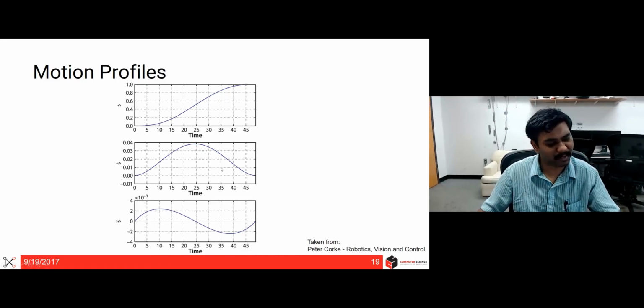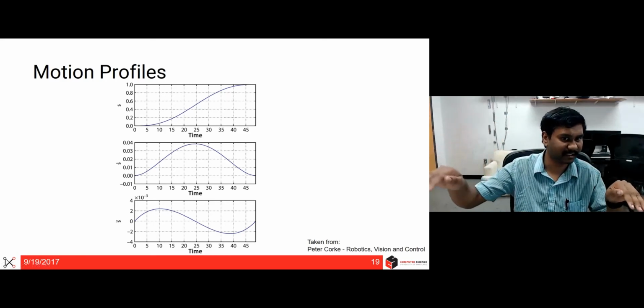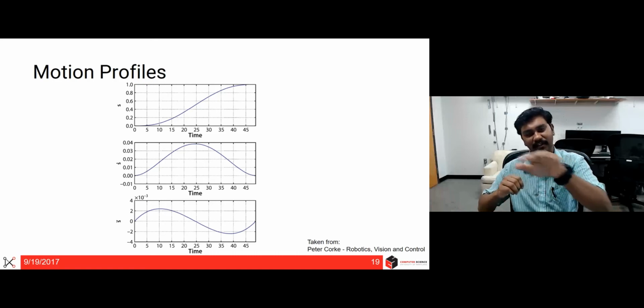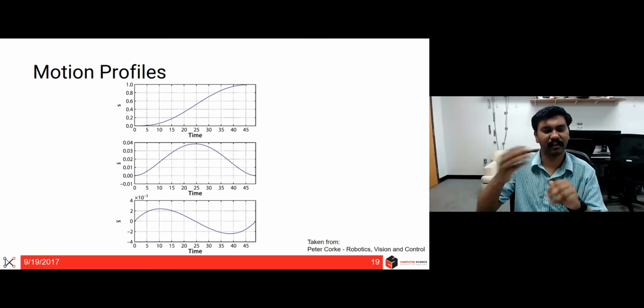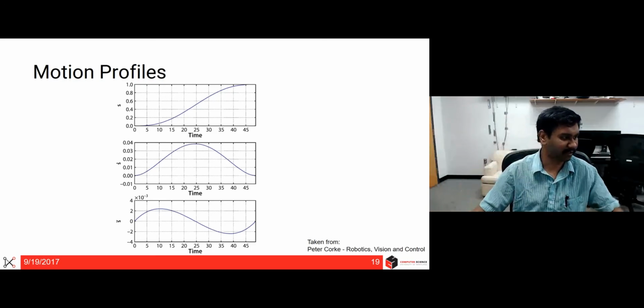You might be wondering, why does it slow down? The idea here is because we want to start at rest and end at rest. When you accelerate, you will have some velocity and then you want to bring the velocity down to 0. The only way we bring down the velocity is by decelerating, or going the velocity down to 0. That's what is shown here.